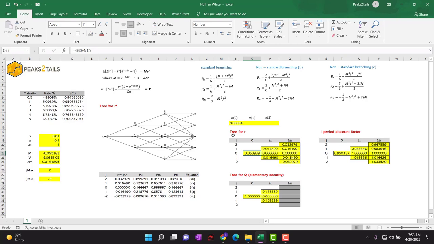Now how to find out alpha 1? For alpha 1, we need to look at this bond, which is maturing at time t, and this is the value of the bond at node A, or the present value of the bond.